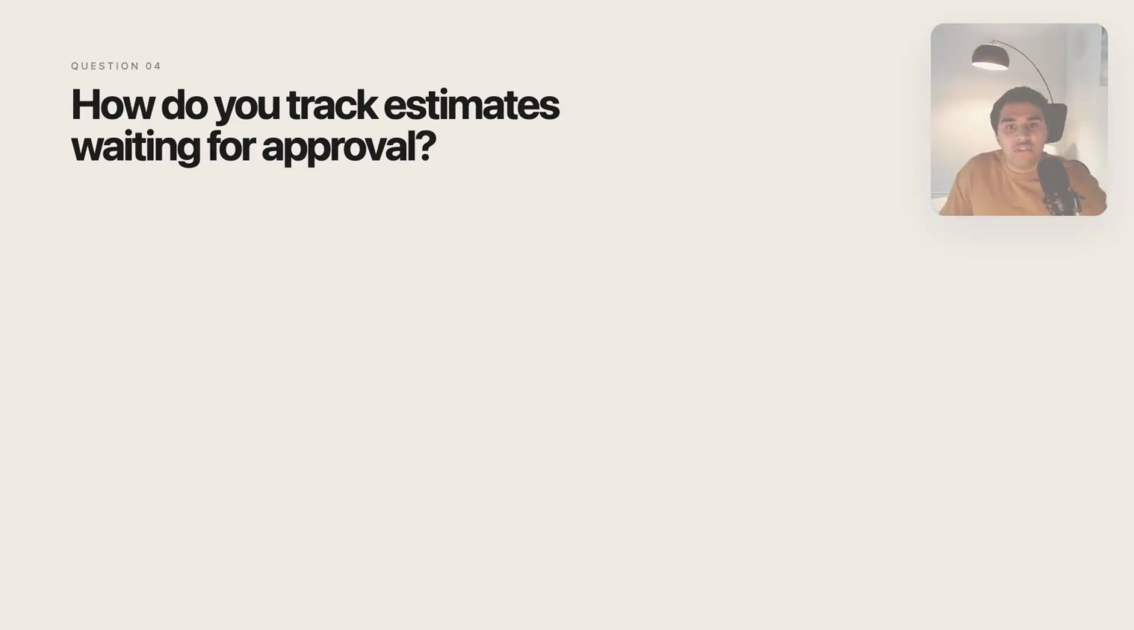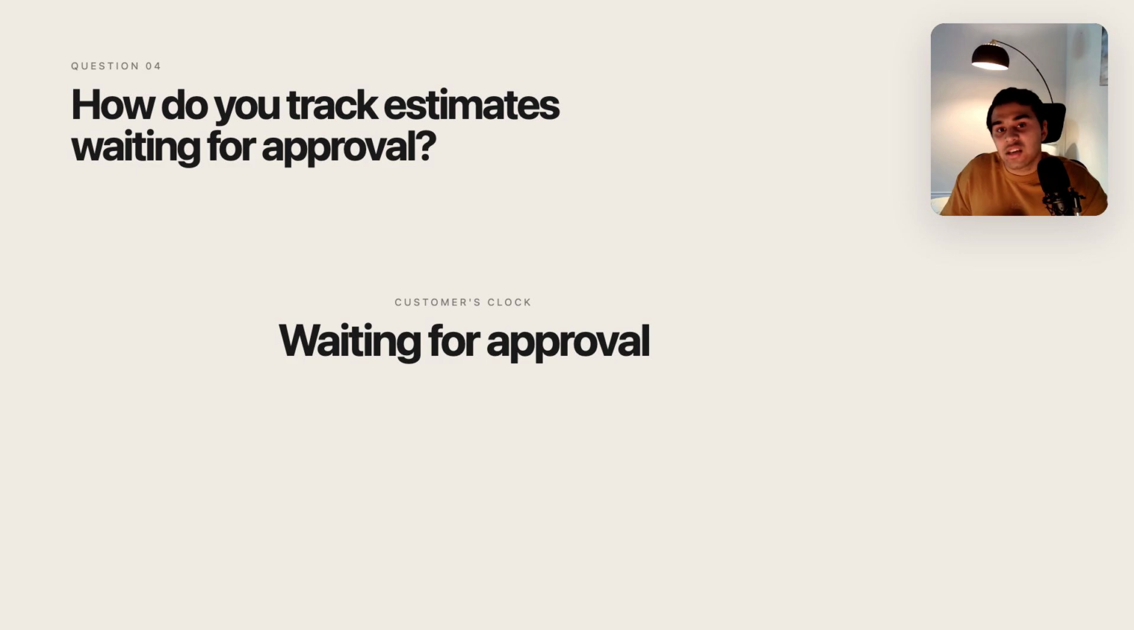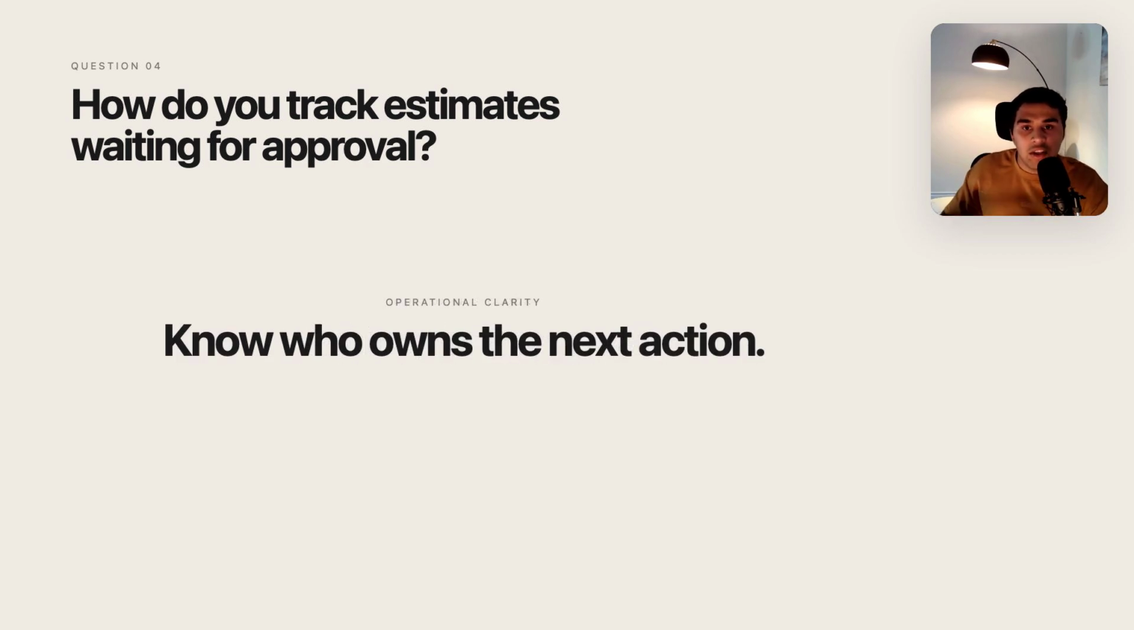The fourth question is, how do you track estimates waiting for approval? Do not use one status called quoted. Separate waiting for quote from waiting for approval. The first is your team's clock. The second is the customer's clock. When the approval arrives, a configured notification can alert the office, which then chooses when to convert the accepted scope into a job. That queue shows whether the work is sitting with your estimator, property manager, ownership or procurement.